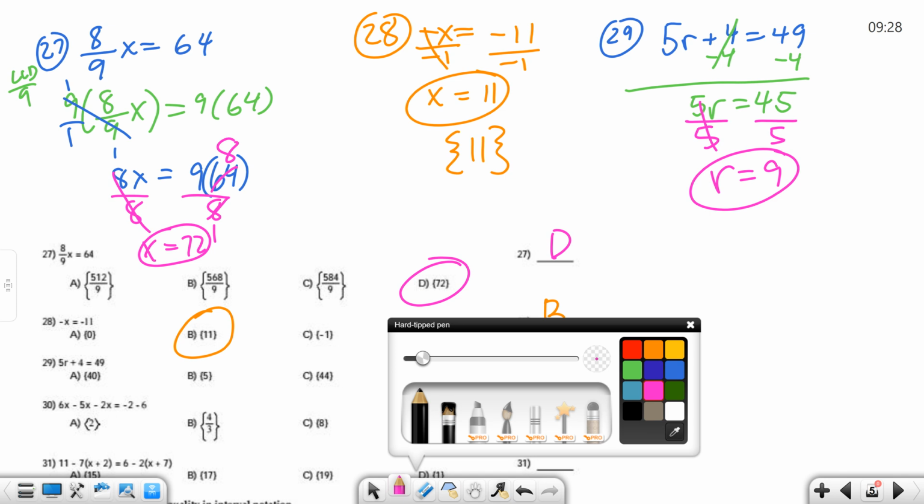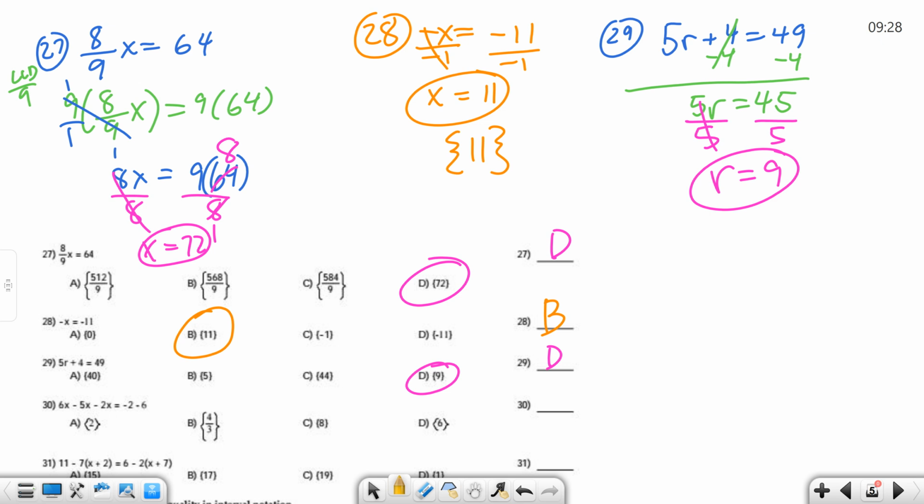So let's look now at 31. I'm sorry, 30. I'm going to run out of room here. That's all right. I'll just duplicate the next page or move it up. 6x minus 5x minus 2x equals negative 2 minus 6.